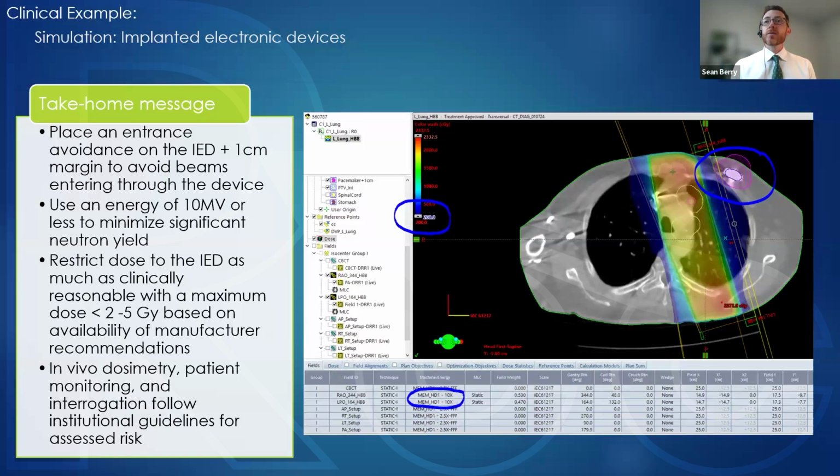And you may need to verify the dose, even if you calculate in the planning system, depending on the recommendations and what you've come up with internally in your own departments. You may want to verify the pacemaker dose using in vivo dosimetry, and you may also need to do EKG monitoring, interrogation of the pacemaker, other things to mitigate the risk like that.